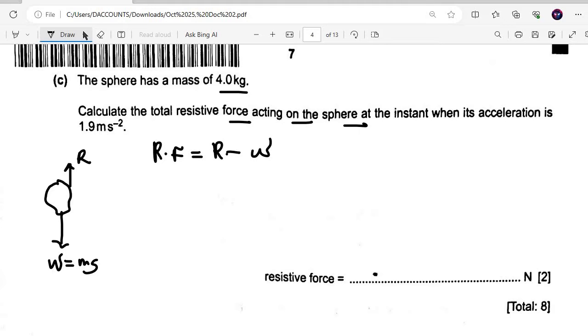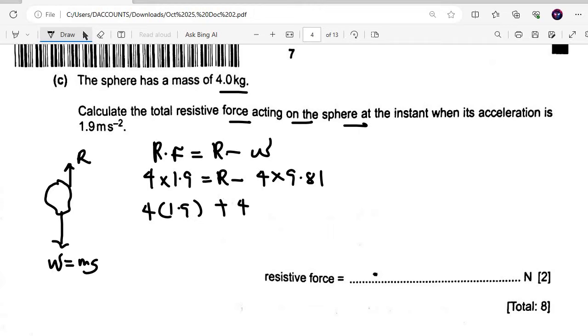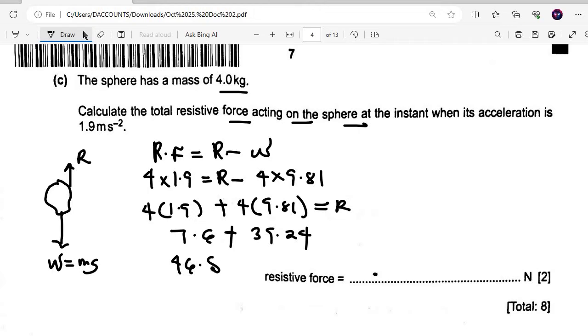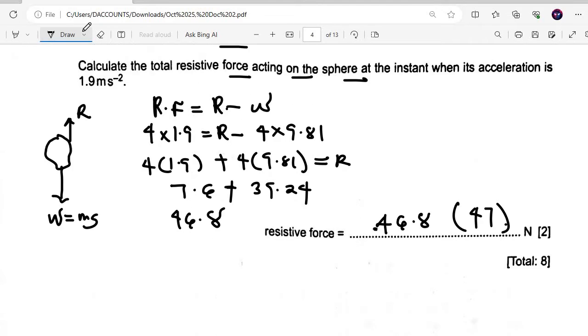So from here, resultant force is mass times acceleration. I don't have the resistive force, but weight is mg. So 4 times 1.9 plus 4 times 9.81 will give us the resistive force. That's 7.6 plus 39.24. So we have 46.8. So 46.8 Newton or 47 Newton. That's it.